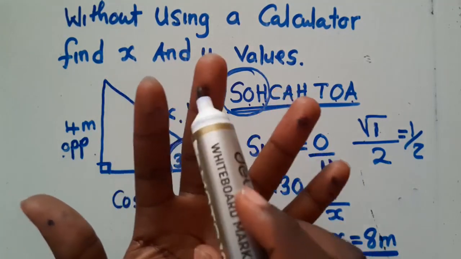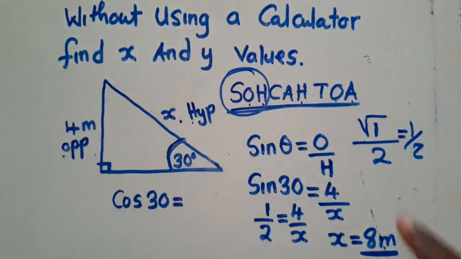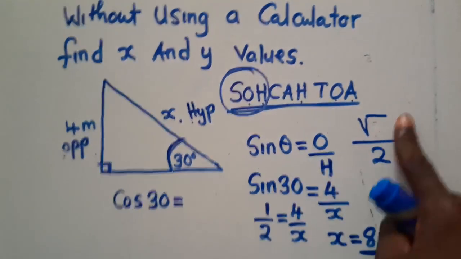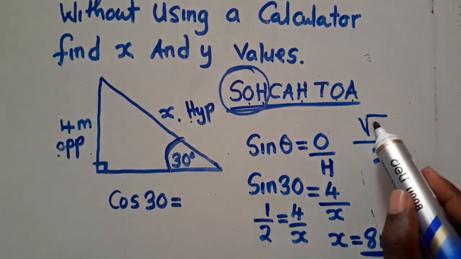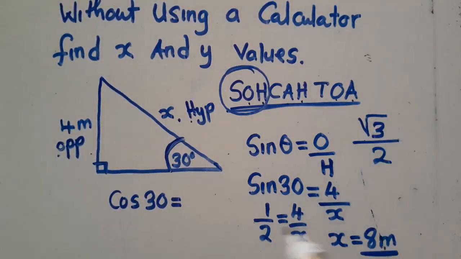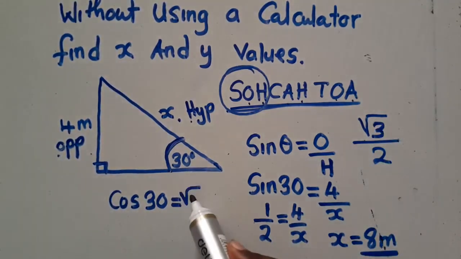How many fingers are left? 1, 2, 3. So which means that you're just going to put a 3 there, like this. So cos 30 is root 3 over 2.